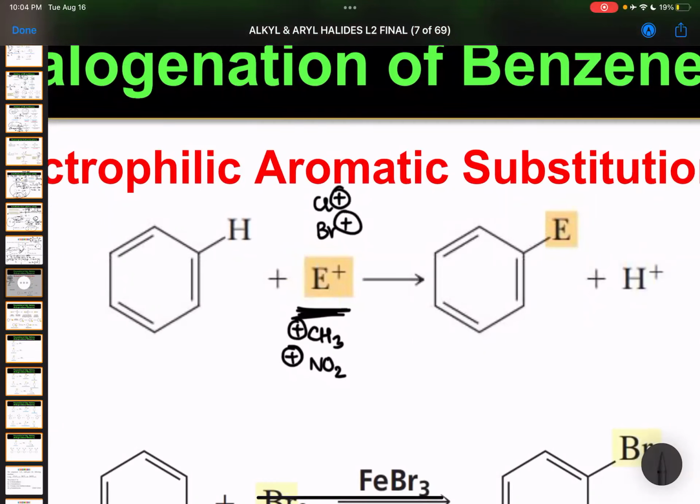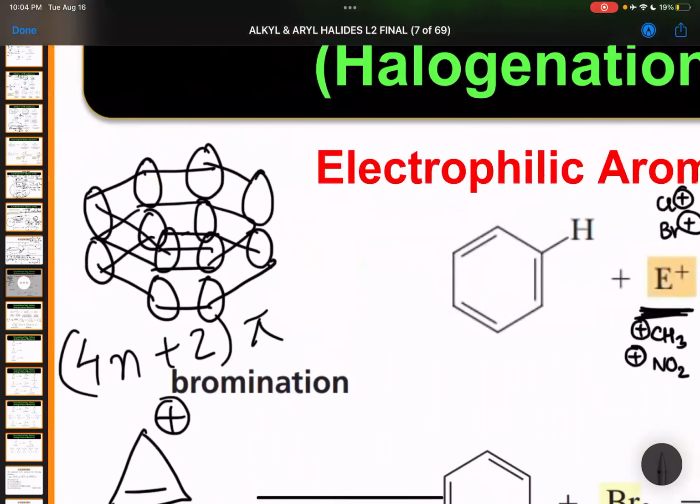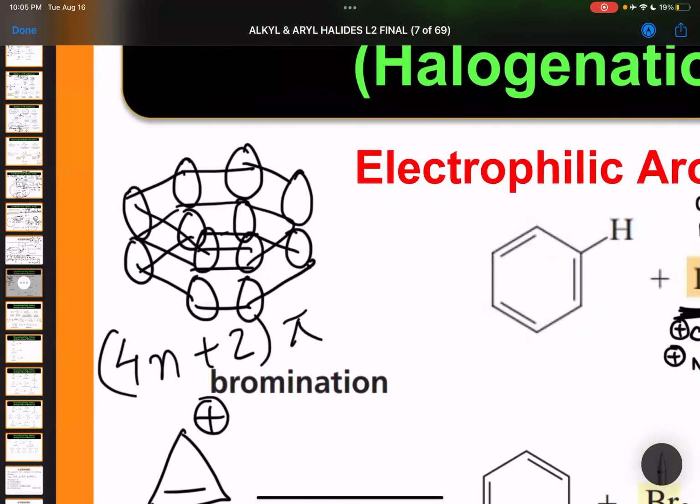So why are we so obsessed with this plus charge? Why do we need to have this plus charge? What is the reason? The pi electrons of benzene are electron rich. Yes, exactly. So this benzene is like a donut, because the pi electrons join and form a donut-like ring above and below the benzene plane, the molecular plane, a donut of electrons.